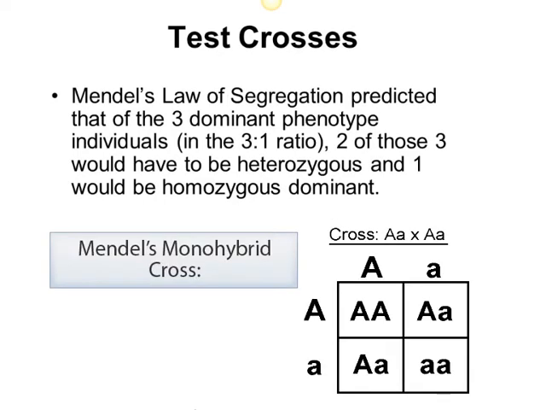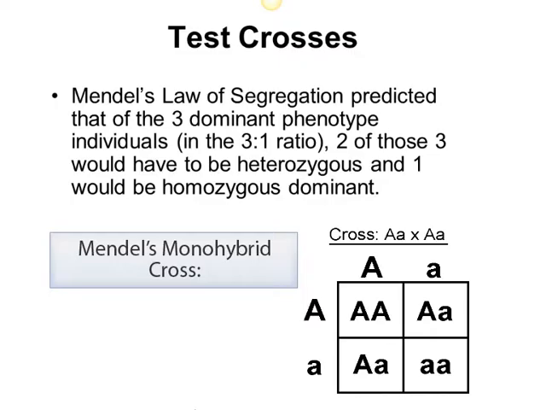When Mendel completed his monohybrid crosses, he saw that 3/4 of the offspring in the F2 generation had the dominant phenotype, and about 1/4 had the recessive phenotype. And according to the law of segregation, looking at the Punnett square that we've done, of those 3 dominant phenotype individuals, if his law was correct, 2 out of 3 would be heterozygous and 1 out of 3 would be homozygous dominant. But by looking at them, you can't tell whether a dominant phenotype individual is homozygous dominant or heterozygous in genotype.